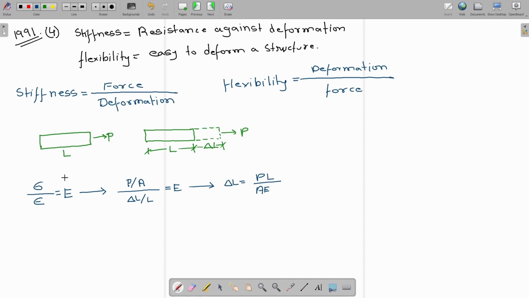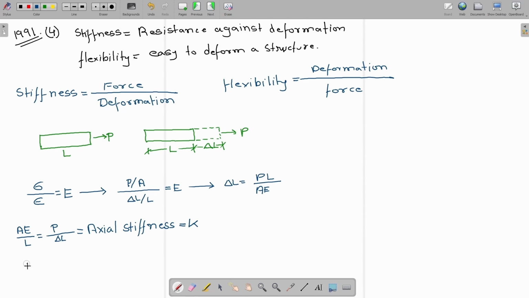Now, here AE by L is equal to, let's say, P upon delta. I'm just going to rearrange this equation. What does it give us? It gives us axial stiffness. Okay. It is represented by K.